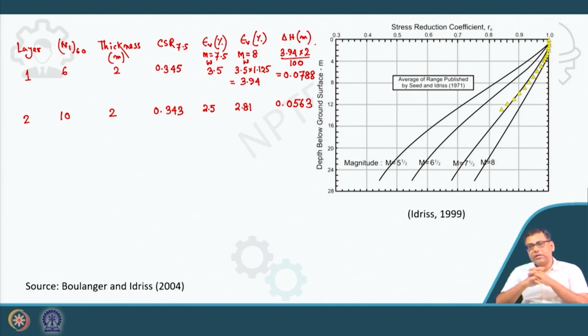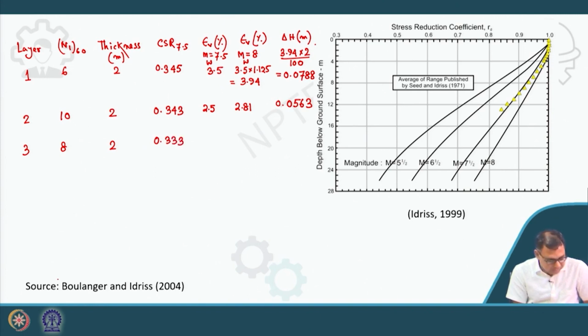One more thing I want to mention: the effect of two directional shaking, where you have to multiply the volumetric strain by 2, is applicable for dry sand only. For saturated sand, such a recommendation is not given. That recommendation is for the dry sand. Remember that.